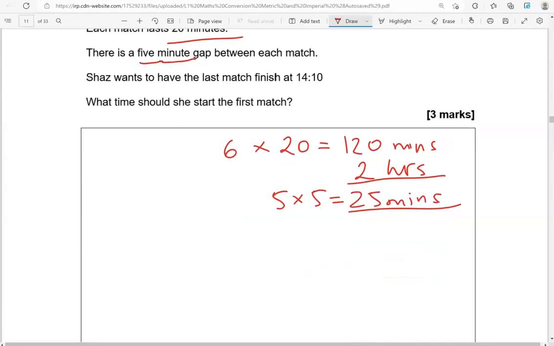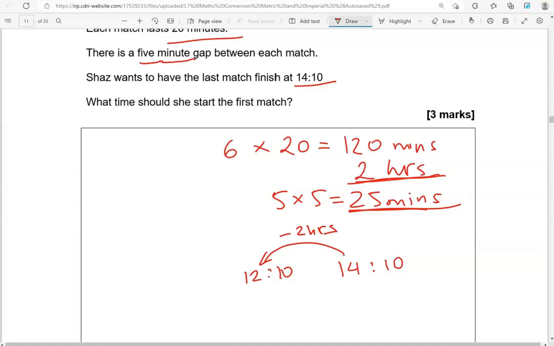Shaz wants to have the last match finish at 14:10. What time should you start the first match? So we're going to go backwards. 2 hours and 25 minutes. So 2 hours first. 14 take away 2 gives us 12. So 12:10.